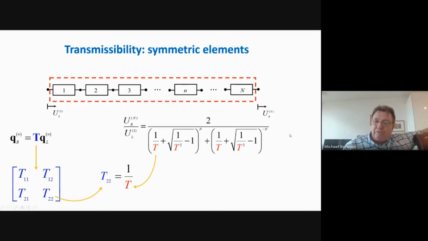So what you can do is learn quite a lot, or at least we believe that you can learn quite a lot, from studying the transmissibility of a single cell, but you cannot take those conclusions and relate them directly to a structure with many cells. But you can gain some insight into what will happen.